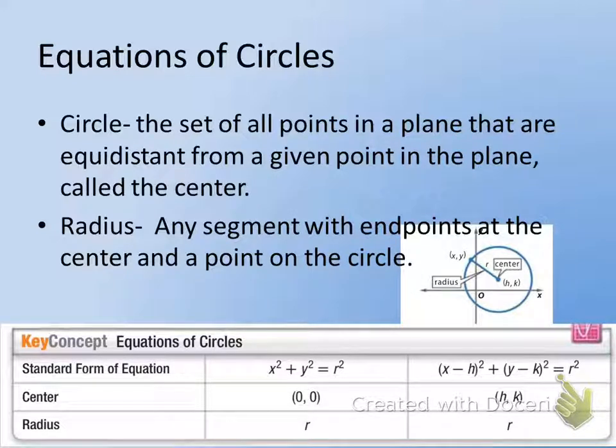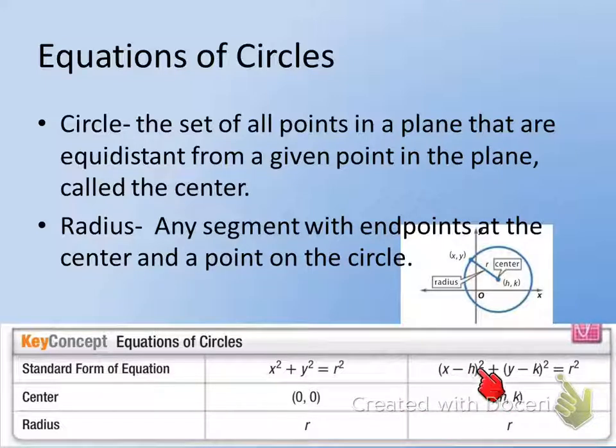Now, once you get into the algebra part of things, down below are the standard forms of the equations of circles. Let's look at the first one here. x squared plus y squared equals r squared. The center of this one is at (0, 0), and its radius is just r. Centered at (0, 0), radius is r.